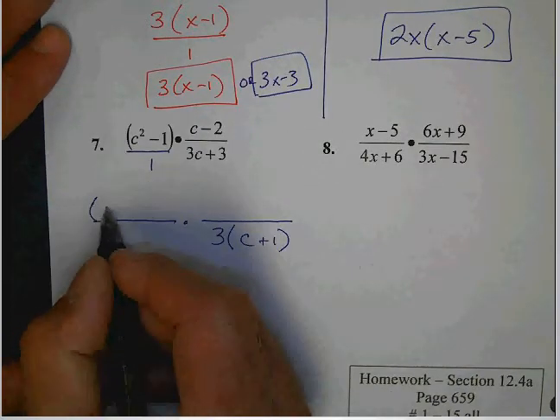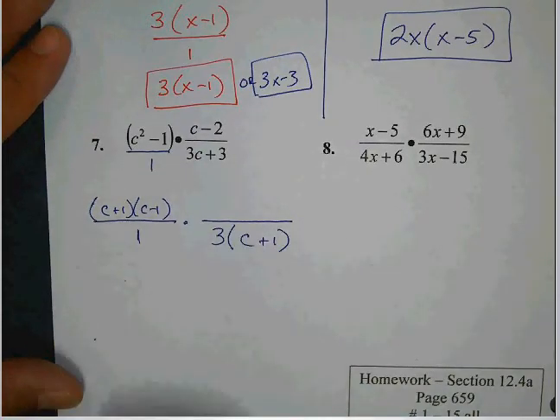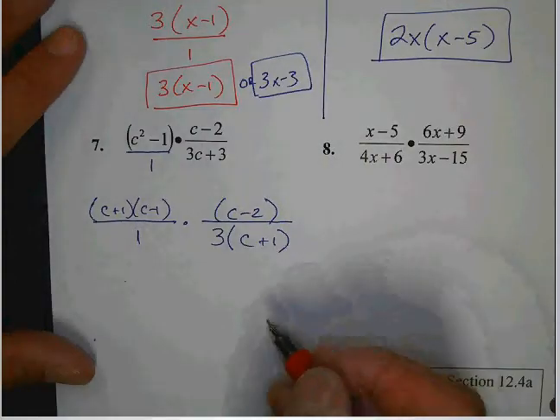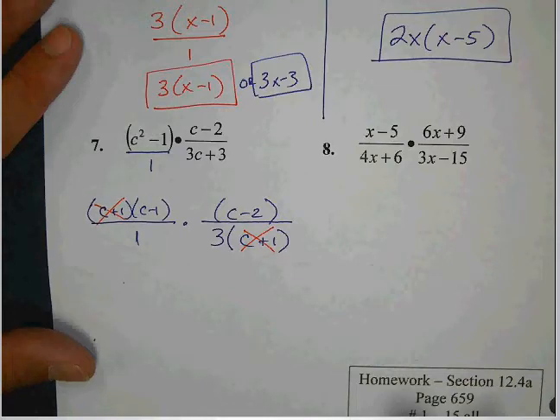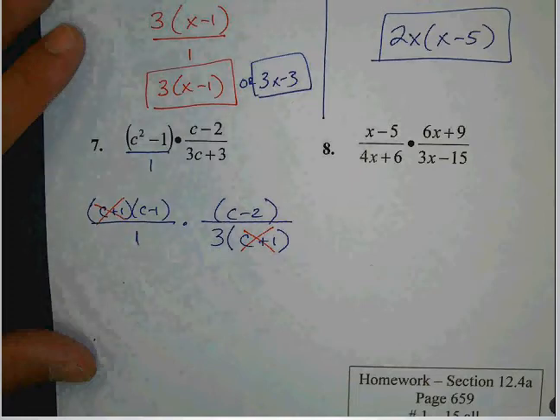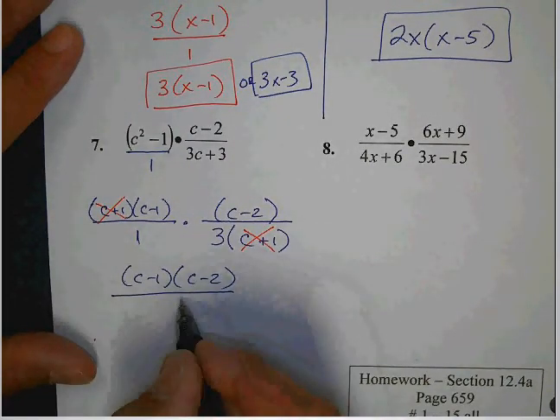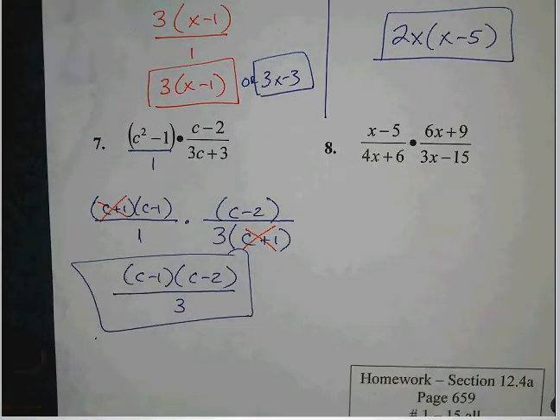C plus 1, C minus 1. Obviously the 1 doesn't go. The C minus 2 doesn't go. What's the only thing that cancels? Look closely. C plus 1. Does anything else cancel? No. So I guess my answer is C minus 1, C minus 2 over 3. Factor, cancel. Factor, cancel. Factor, cancel.